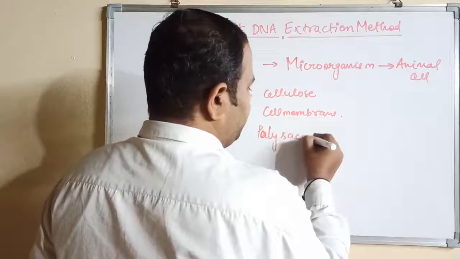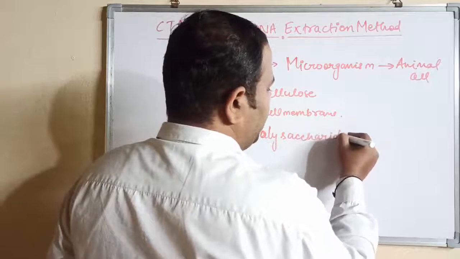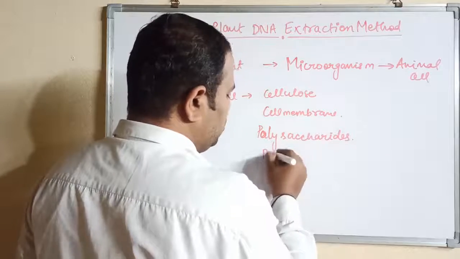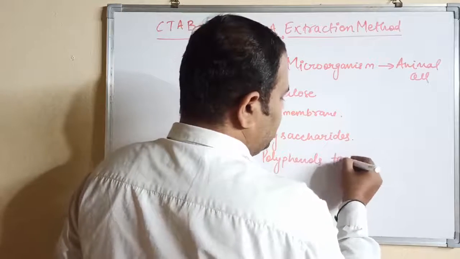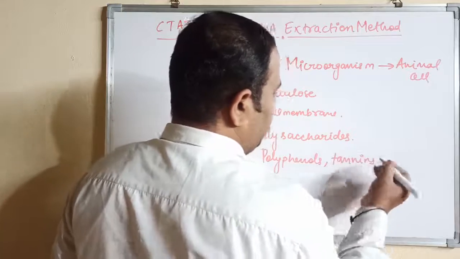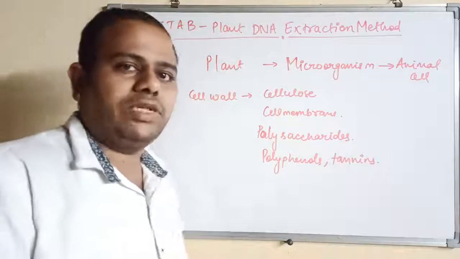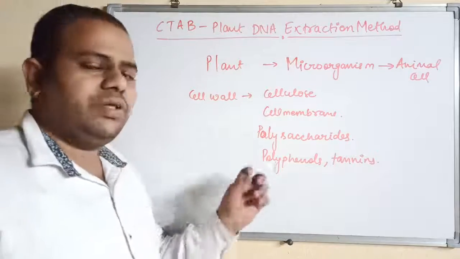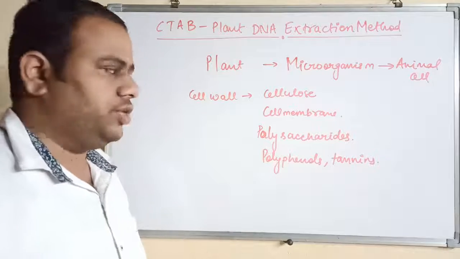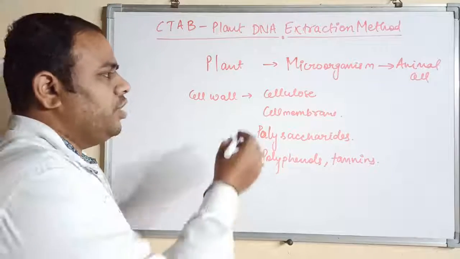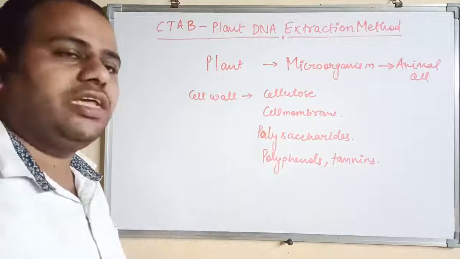Polysaccharides are present. Then polyphenols, tannins, and all other compounds like this are present. These compounds interfere in the DNA isolation process. Therefore, DNA isolation in plant cells becomes difficult.